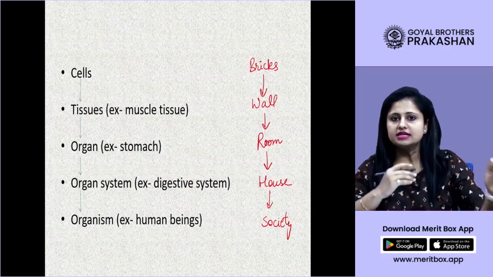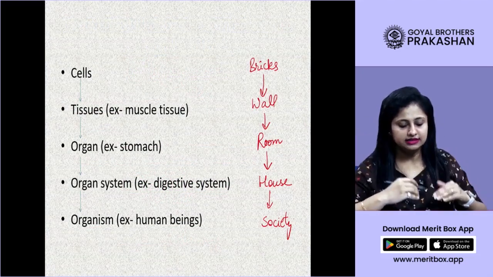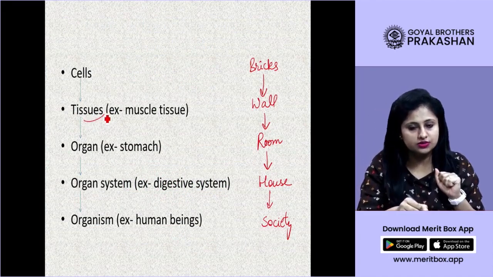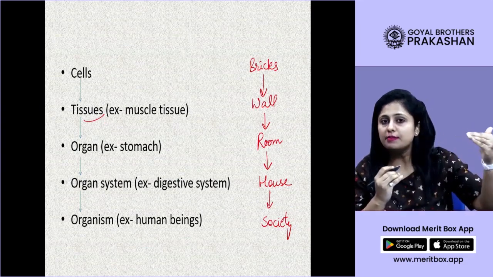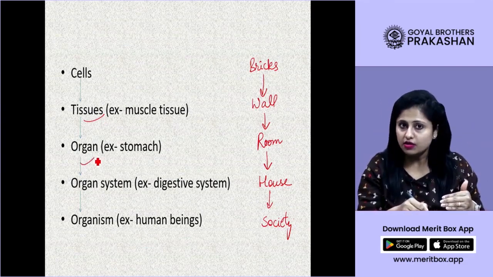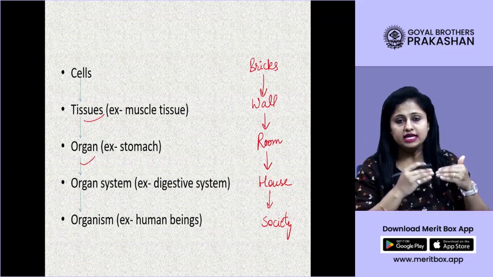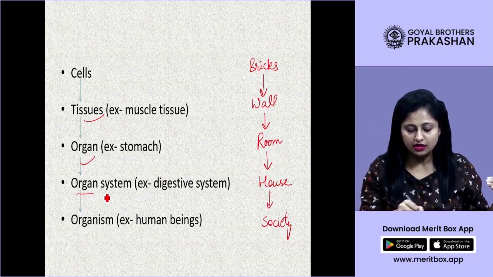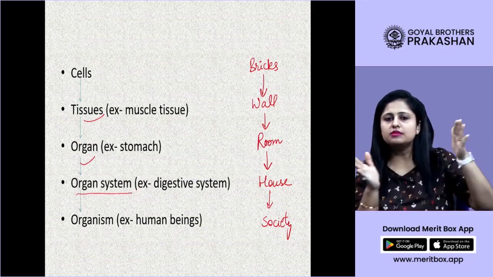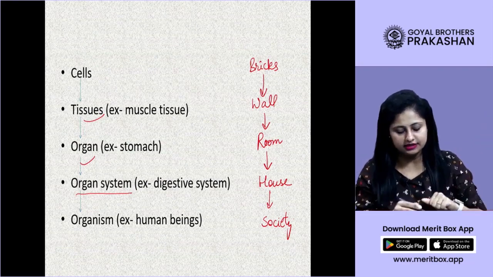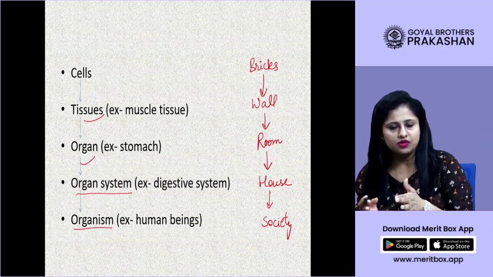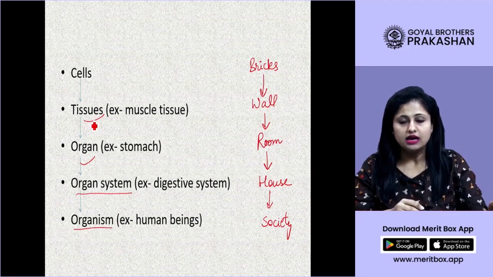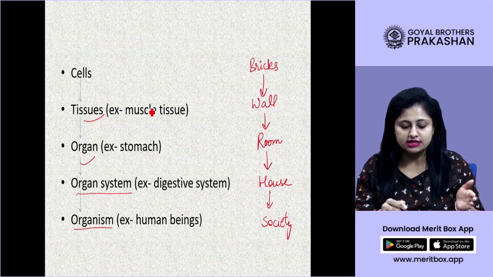So, there is a hierarchy, that is the group of cells. When a group of cells combine, it forms tissues, and when the tissues combine with each other, they form an organ. When many organs combine and perform some functions, they form an organ system. And when multiple organ systems are combined, they form an organism, or a body of a human or plant or animal.